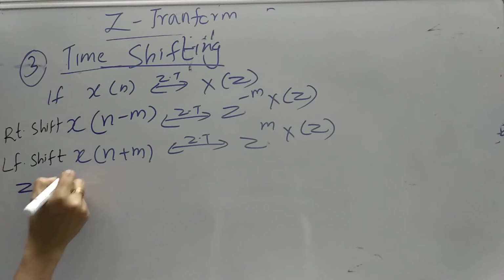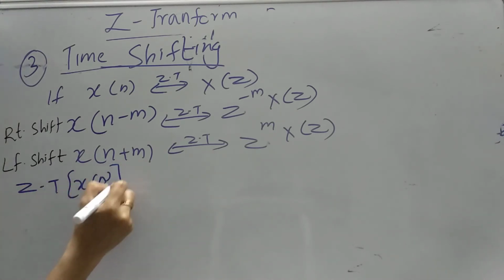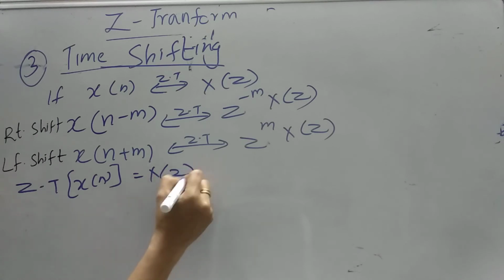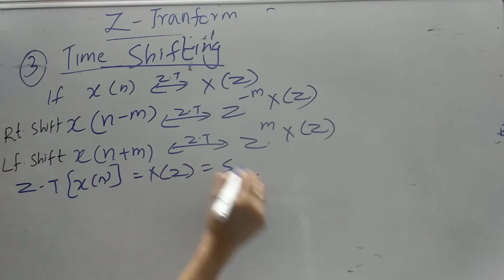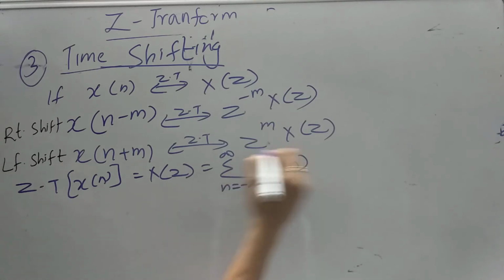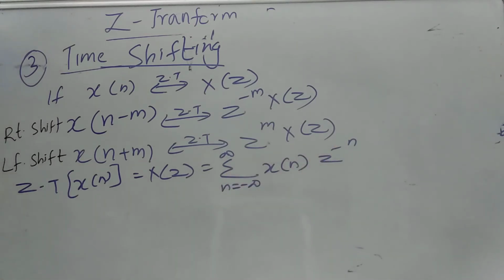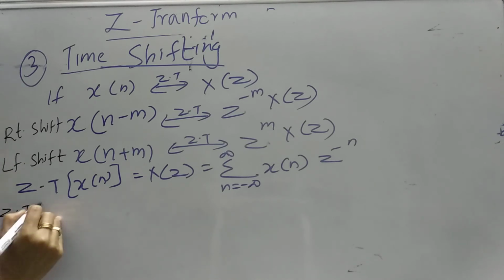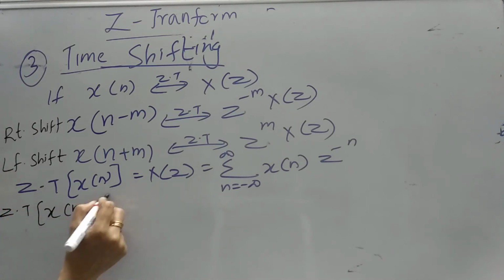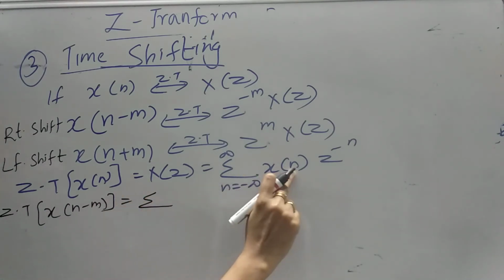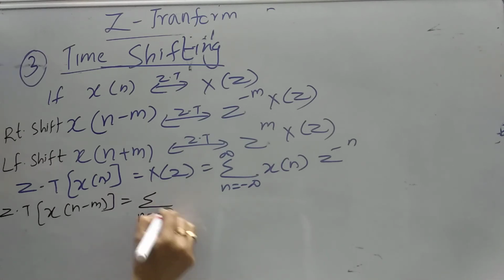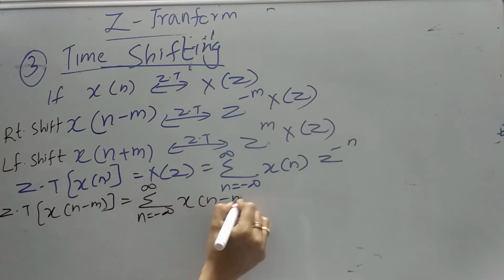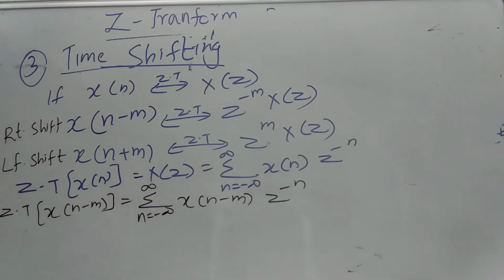The z transform of x of n, that we usually write as x of z, is equal to sigma n equals minus infinity to plus infinity x of n z raised to minus n. Now we need to prove the z transform of x of n minus m or x of n plus m. Let us start with x of n minus m. Here, instead of x of n, we are going to write x of n minus m, z raised to minus m.